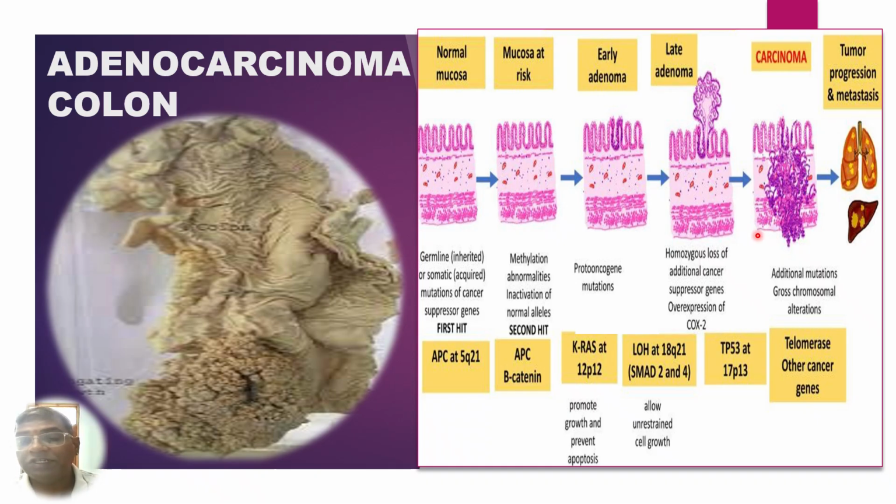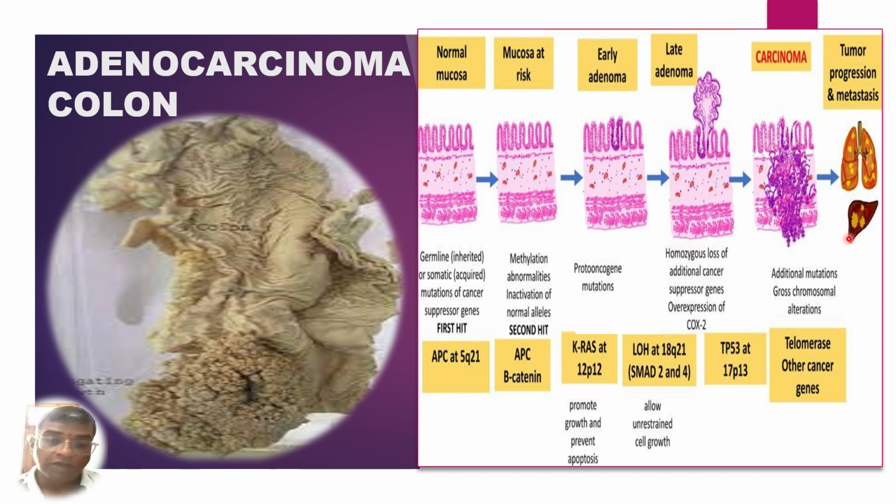carcinoma formation with TP53, that is our guardian of the genome or policeman of the cell cycle, undergoing mutations and resulting in carcinoma, and further it metastasizes to either lungs or liver.